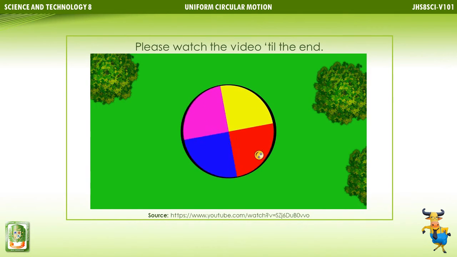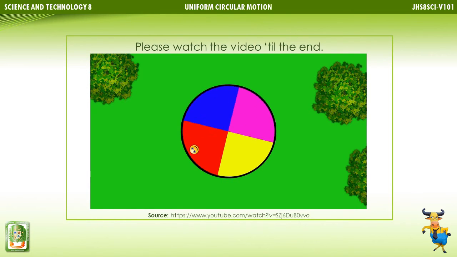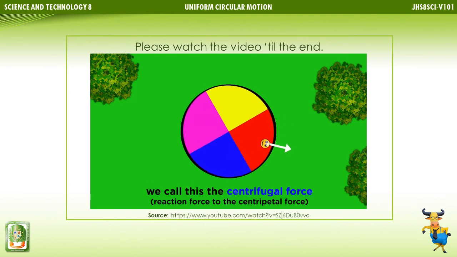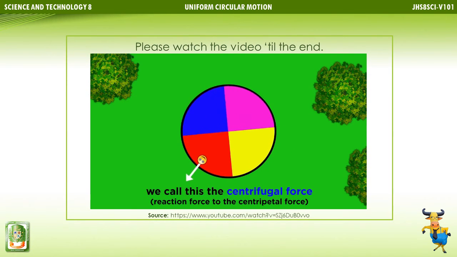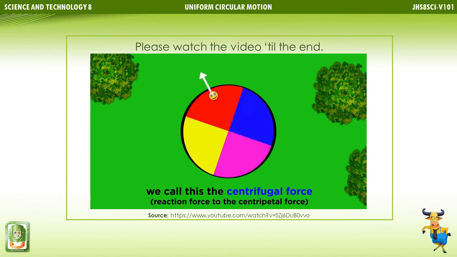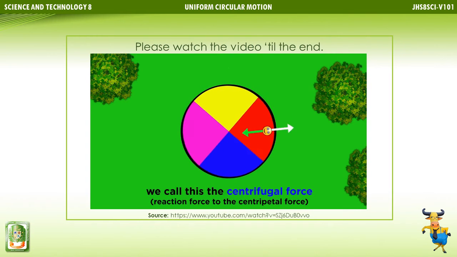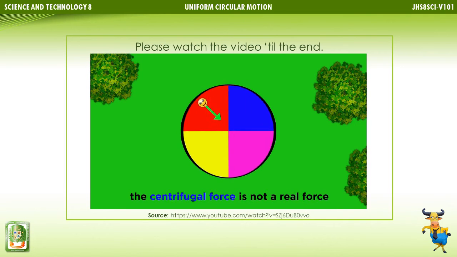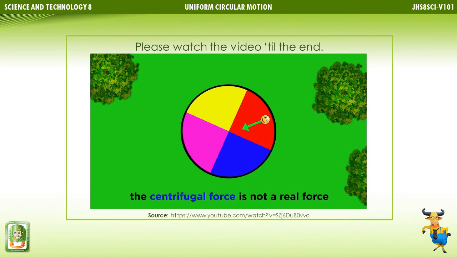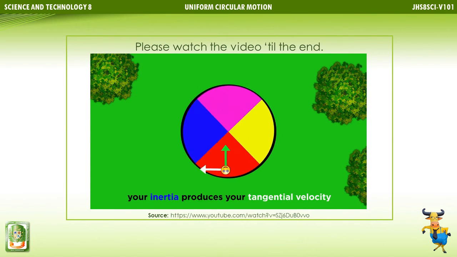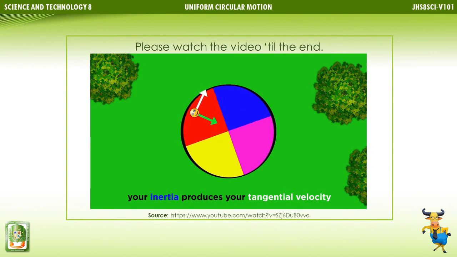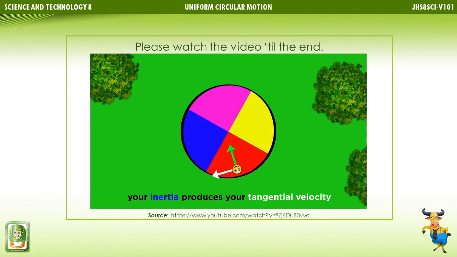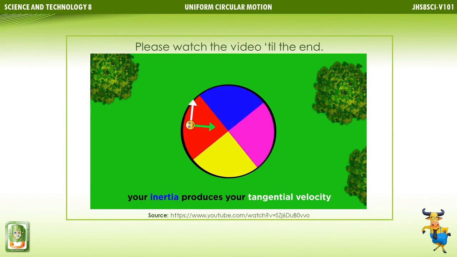But when you are on a rotating object like a merry-go-round, you feel yourself getting pushed outwards. This is often referred to as the centrifugal force, implying that it is the reactionary force to the centripetal force. But in actuality, this is not a real force. The sensation that is produced on the merry-go-round is simply due to the inertia of your body attempting to maintain a straight line path of motion.